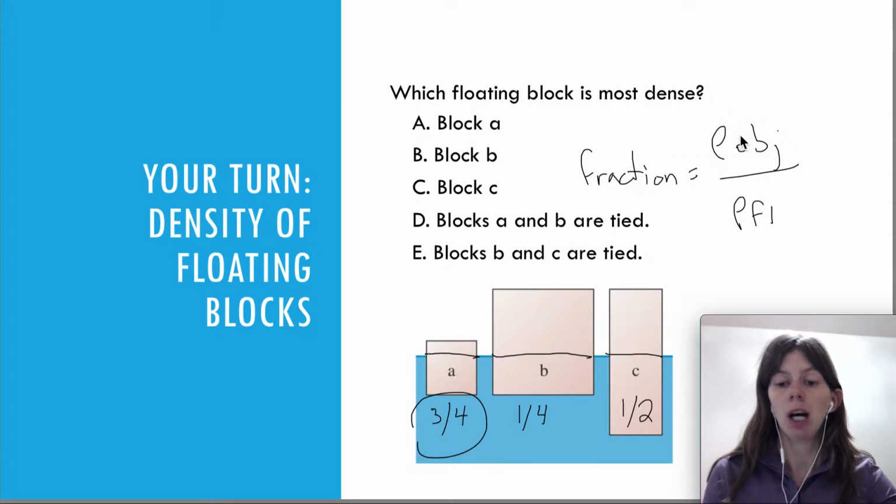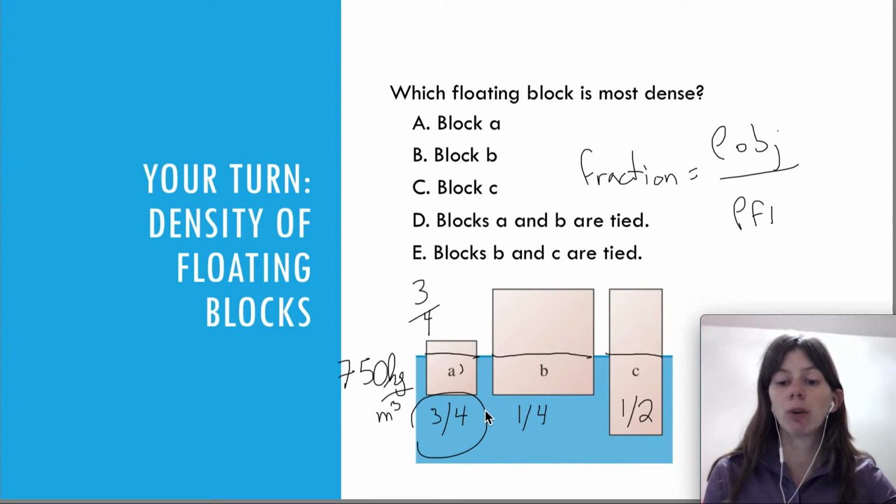The ratio of the density of this object to that of the fluid is going to be 3/4. Can you see that this equation can actually tell us the density of your object? That means that the object has 3/4 of the density of the water. So if the water has a density of 1,000 kilograms per meter cubed, then this object has a density of 3/4 of that, 750 kilograms per meter cubed.